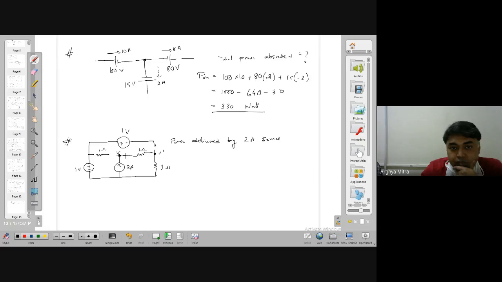So you need two equations for these two nodes. So what are those? So this node is having 3 branches connected. So V minus 1 divided by 1 plus V minus V dash divided by 1, that is equal to 2.